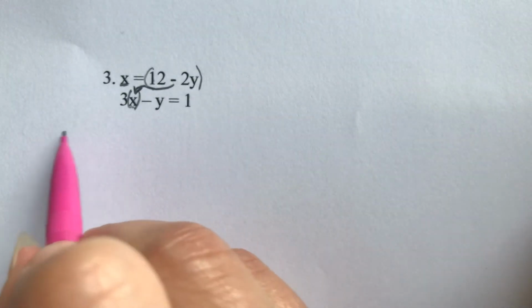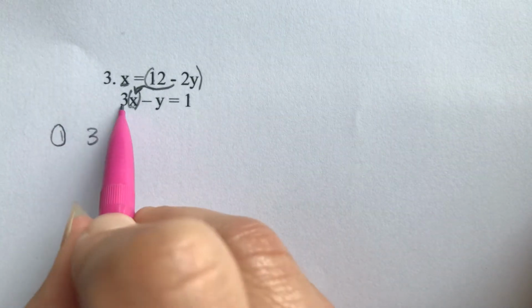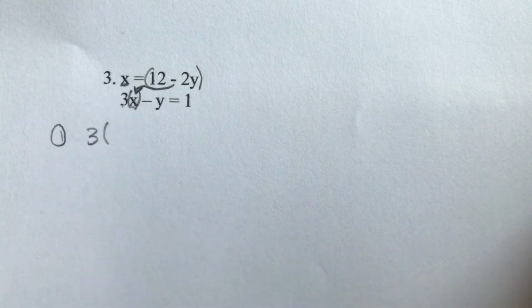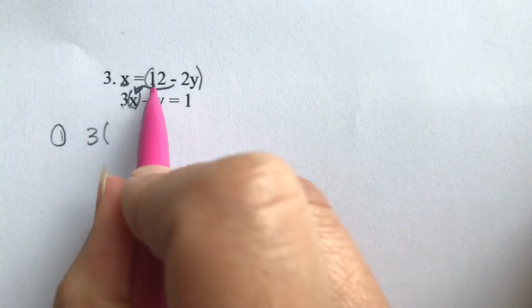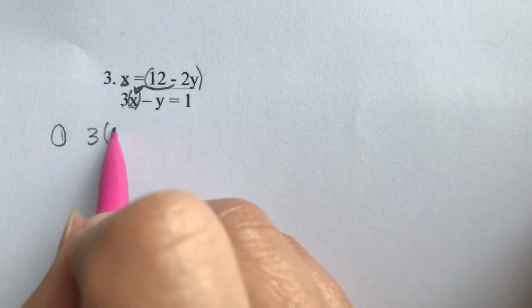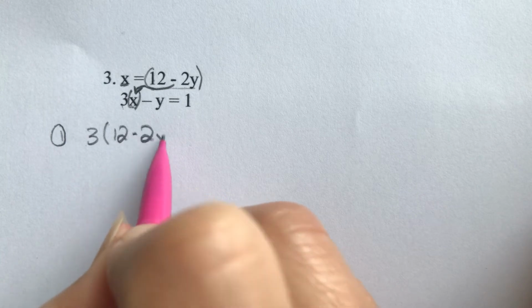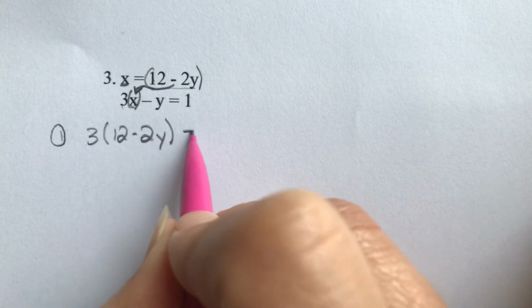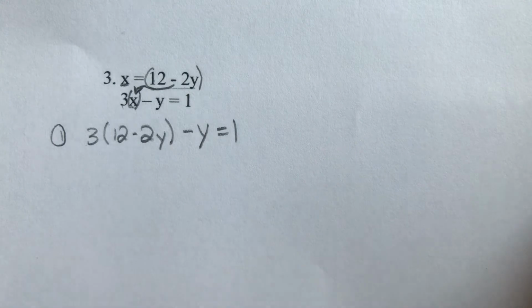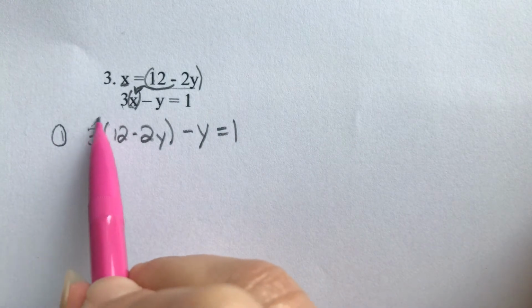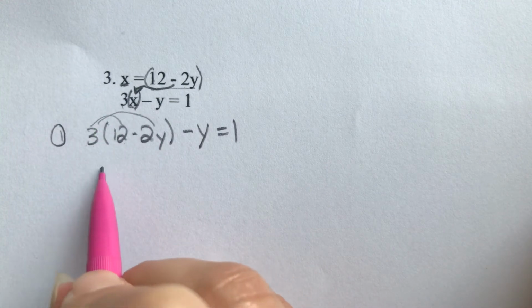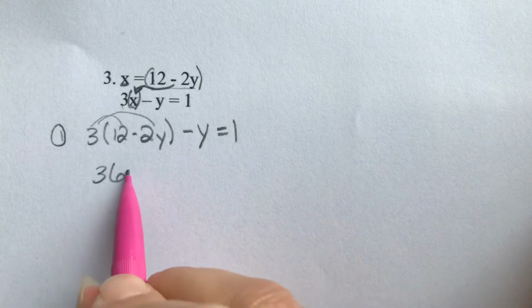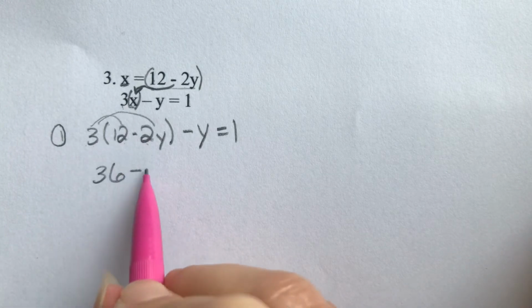Okay. So step 1, substitution. 3 is there. I'm going to use parentheses this time because I have 3 times x. So now I need 3 times everything x is. So I need 3 times all of this. Minus y equals 1. Distribute. 3 times 12 is 36. 3 times 2.